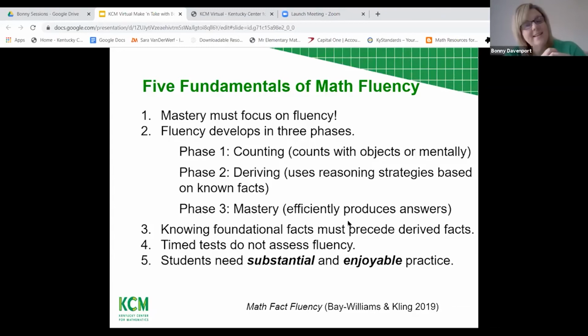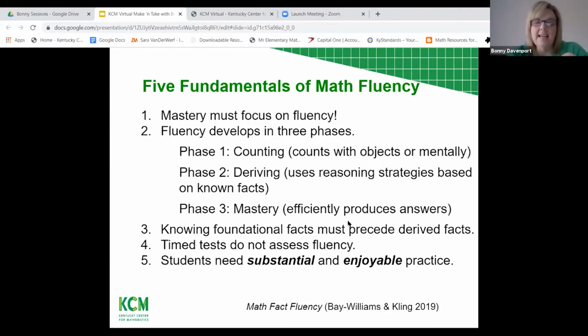Timed tests do not necessarily assess fluency. We talked a lot about that this morning when we were doing our book study about timed tests and how they just, at their best, assess one part of fluency, which is accuracy. We don't know if kids are flexible. We don't know if they can pick an appropriate strategy just by doing timed tests.